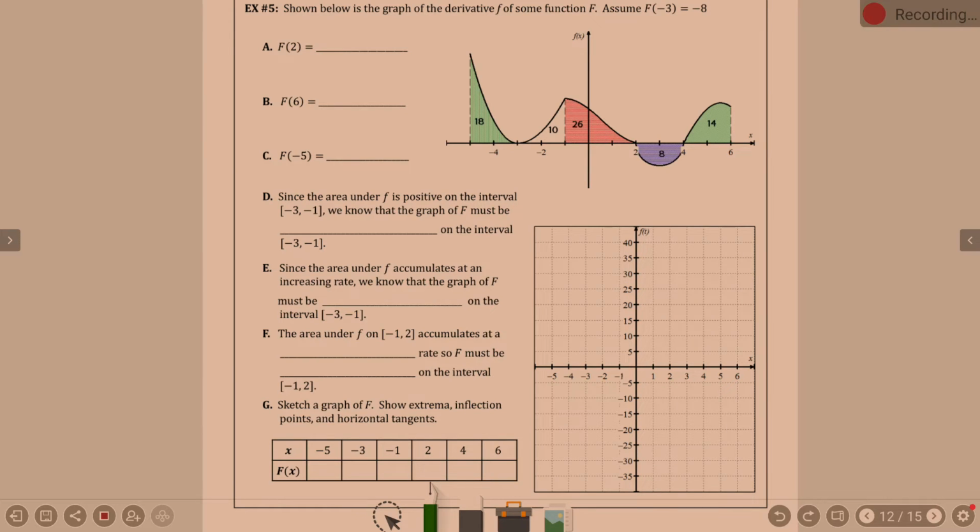Shown below is the graph of the derivative of some function f. Assume f of -3 equals -8. Okay, so they're already telling us that. Now, we need to find, I'm trying to think where I want to go with this. Okay, the first question they ask us to find is f of 2.